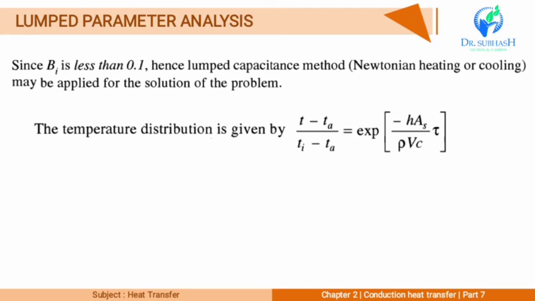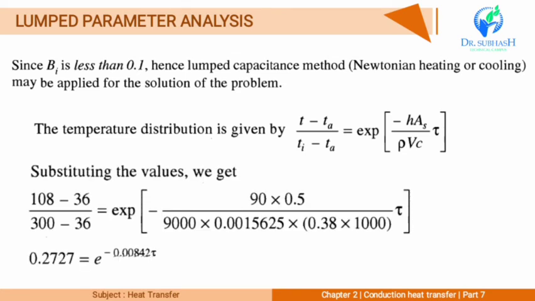The temperature distribution is given by T minus Ta divided by Ti minus Ta is equal to e raised to minus hA divided by rho into V into C multiplied by tau. Substituting the values we get, T is equal to 108, atmospheric temperature is 36, and Ti is equal to 300. And after putting the remaining data, h is equal to 90, surface area is 0.5, density is 9000, volume is 0.001565, and the specific heat is equal to 0.38 multiplied by 1000.